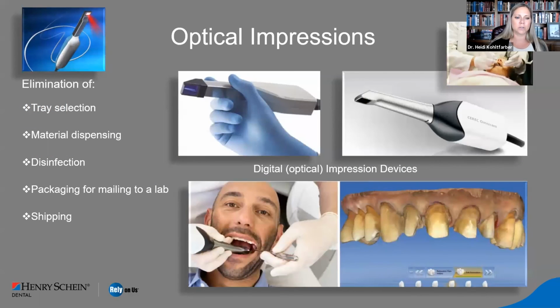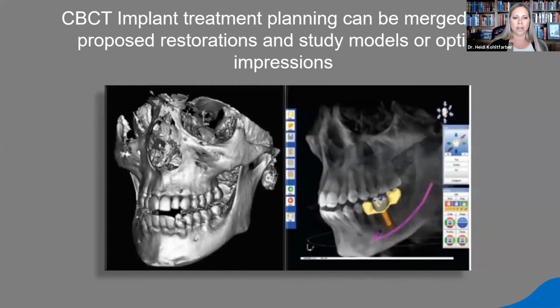Obviously, we can use our optical impressions, and we can combine that with our CBCTs, and we can have a nice entire restoratively driven plan for that implant placement, which I think is incredibly important. In the beginning, we were just placing these things and we wanted to see if they'd osseointegrate. Now we want to make sure that they're restorable.